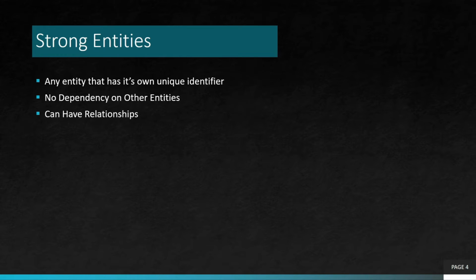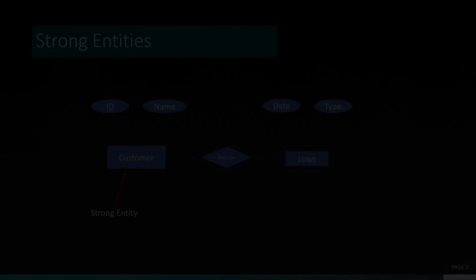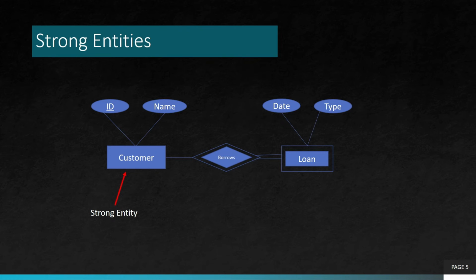So in the simple ERD you're seeing on your screen now, where you have a customer borrows a loan, you can see that customer is a strong entity because it can exist by itself and doesn't need a loan. So this is typically denoted by a solid box. So the strong entities are the fundamental building blocks within the database schema and often serve as the core element around which relationships and connections with other entities are established.